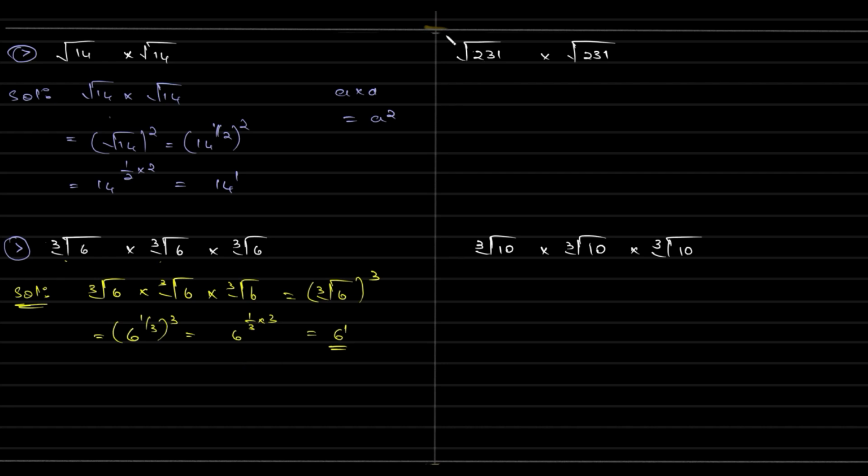Make sense? Next question. I hope you guys have tried all of this. If not, if you're just watching, it will be of no use. Two numbers multiplying 2 times is nothing but square of that number. So this is nothing but 231 to the power of half whole square. So this is nothing but 231 to the power of 1 by 2 into 2. So 2 gets cancelled. So this is 231.